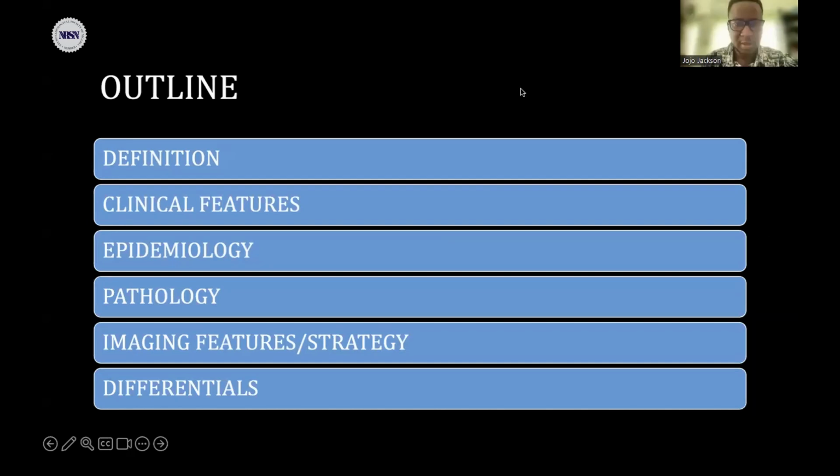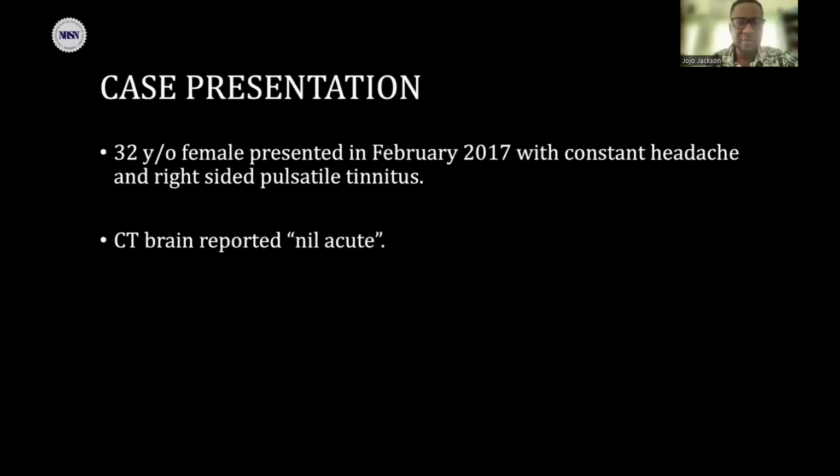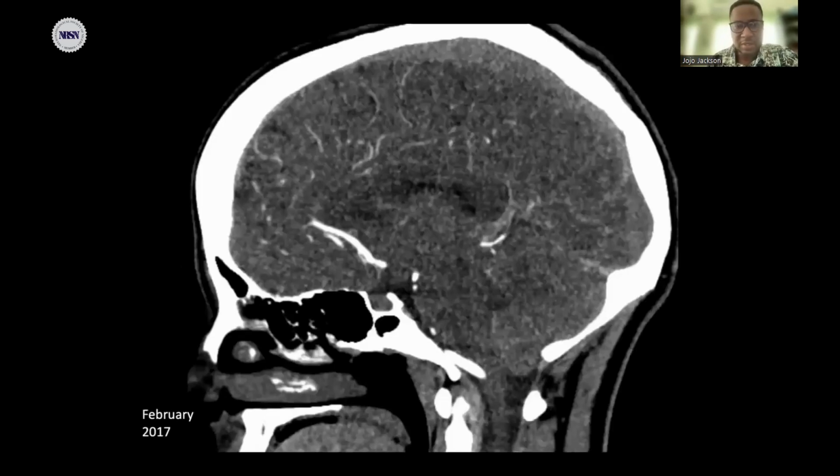We'll go through definition, clinical features, epidemiology, pathology, and look at how we can use imaging to detect some of these CSF leaks, and we look at essential differentials. So there's this 32-year-old female who in February 27 presented to the hospital with constant headaches and a history of right-sided pulsatile tinnitus. A CT scan image was taken of the patient, and they said it was neo-acute.